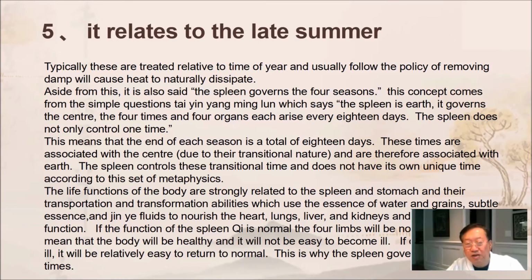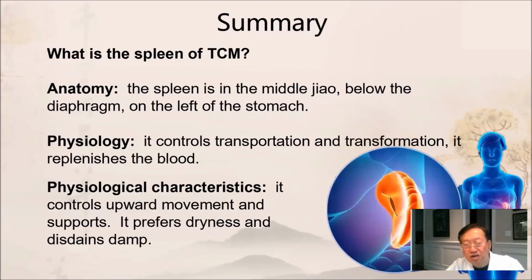The life functions of the body are strongly related to the spleen and stomach, and their transportation and transformation abilities, which use the essence of water and grains, subtle essence and jinye fluid to nourish the heart, lungs, liver, and kidneys, and support their function. If the function of the spleen qi is normal, the 4 limbs will be nourished. This will mean that the body will be healthy and it will not be easy to become ill. If one does not become ill, it will be relatively easy to return to normal. This is why the spleen governs the 4 times.